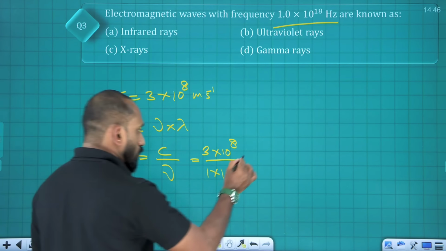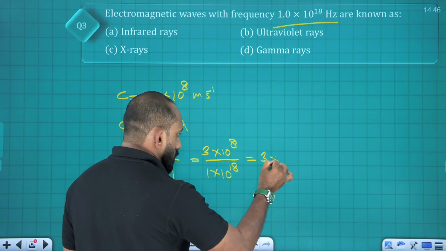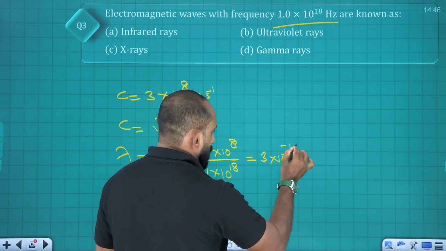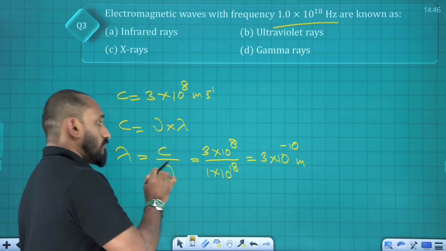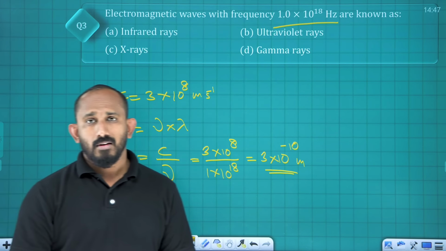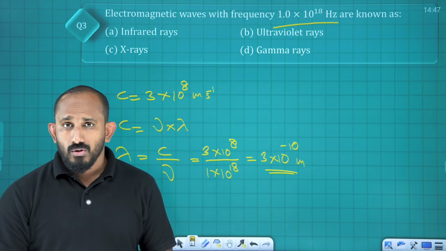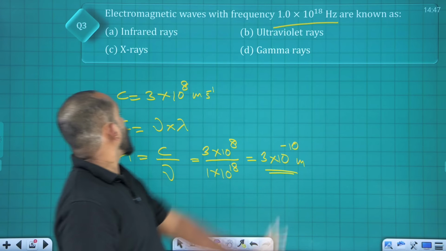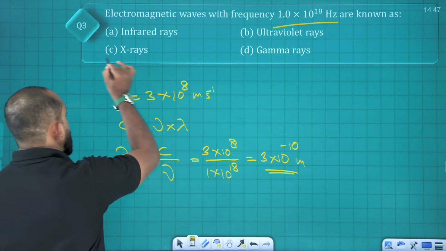So this will be equal to 3 times 10 raised to minus 10 meters. So the wavelength is 3 into 10 raised to minus 10 meters. 10 raised to minus 10 meters, we know, comes for X-rays. So this belongs to X-rays. Option C is the correct answer here.